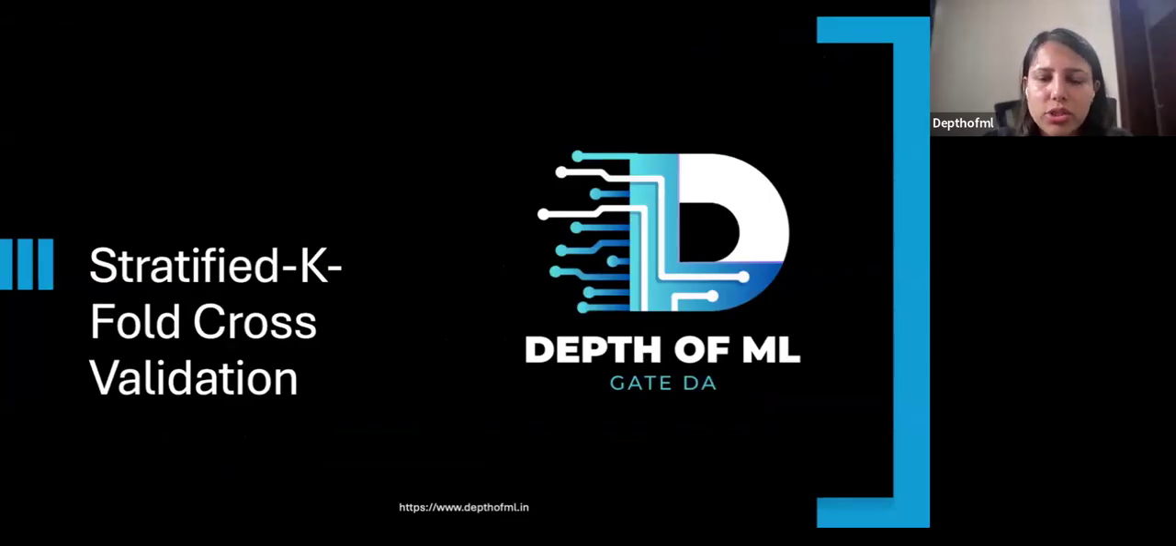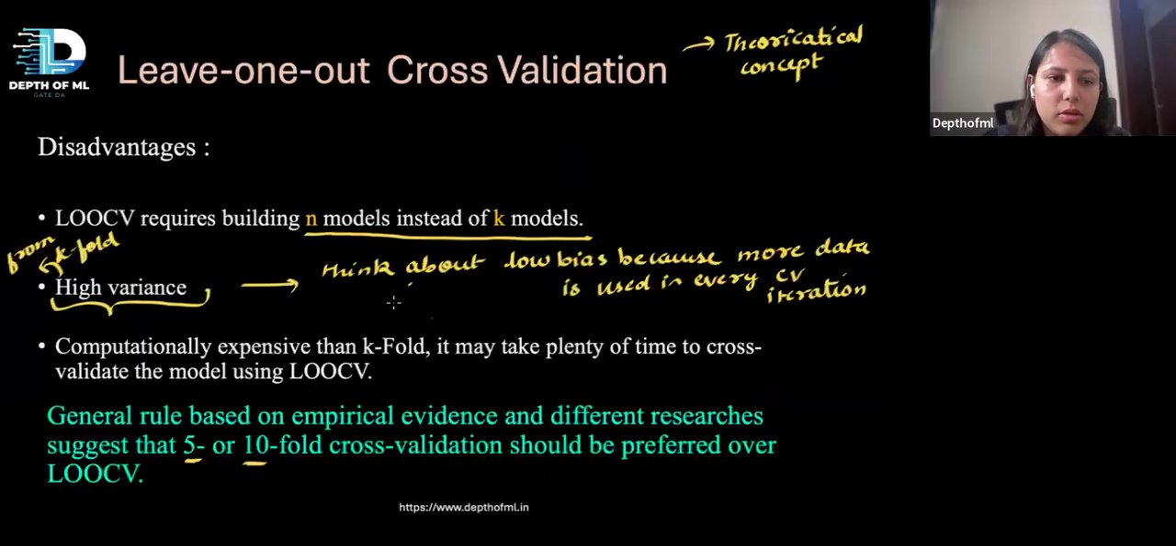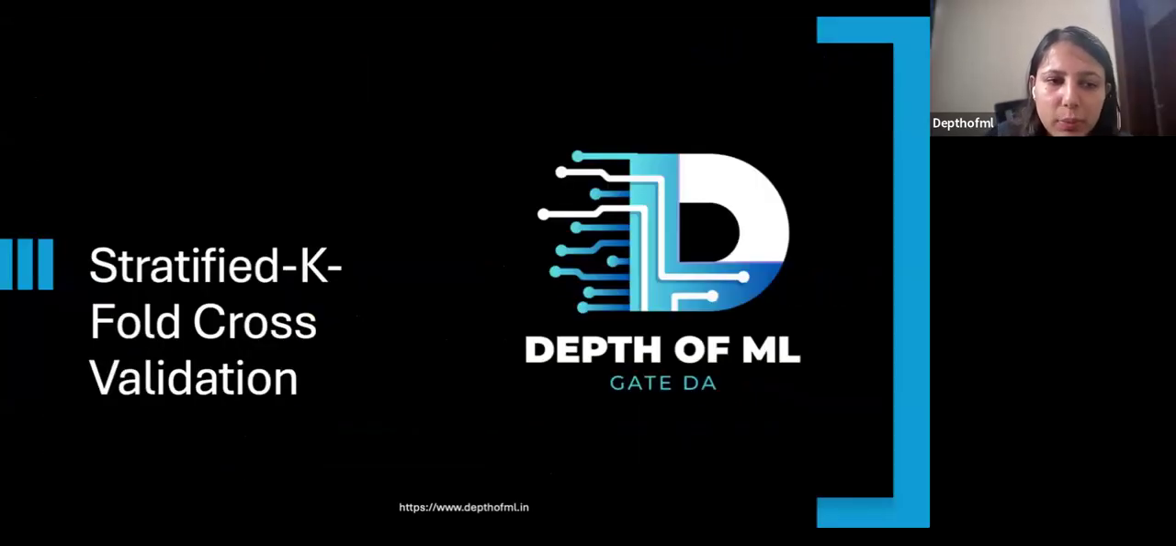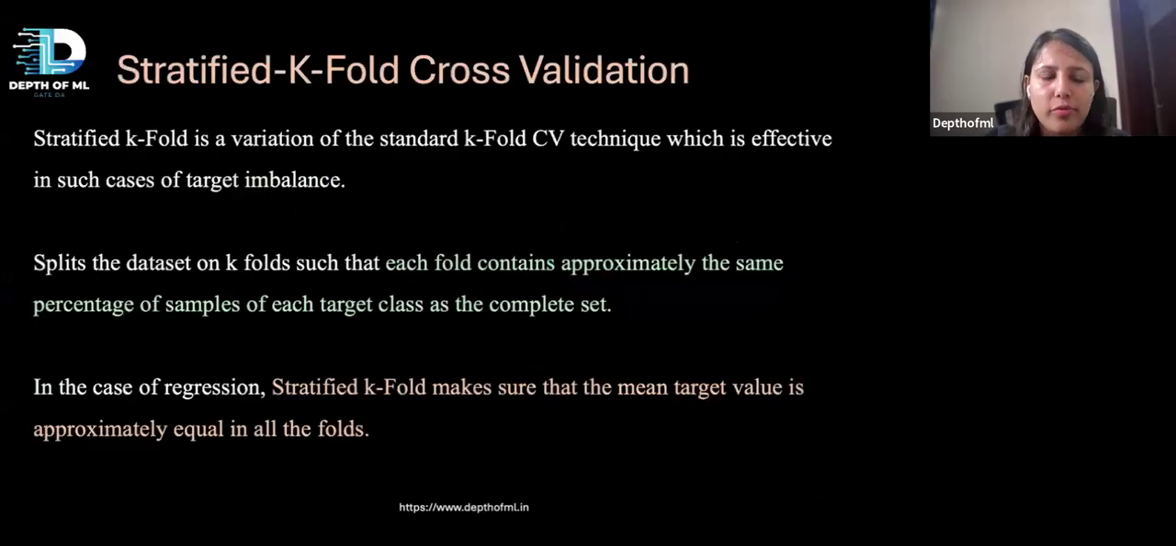Fine. Any doubts still here? Okay, so let me start with stratified K-fold cross validation. So stratified is what? Stratified means more strategic, more informed. Okay, so why is this more informed? It's actually a variation, stratified K-fold validation.